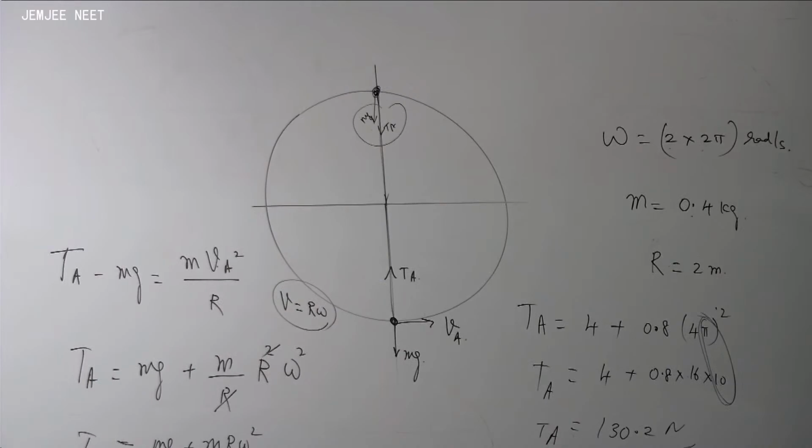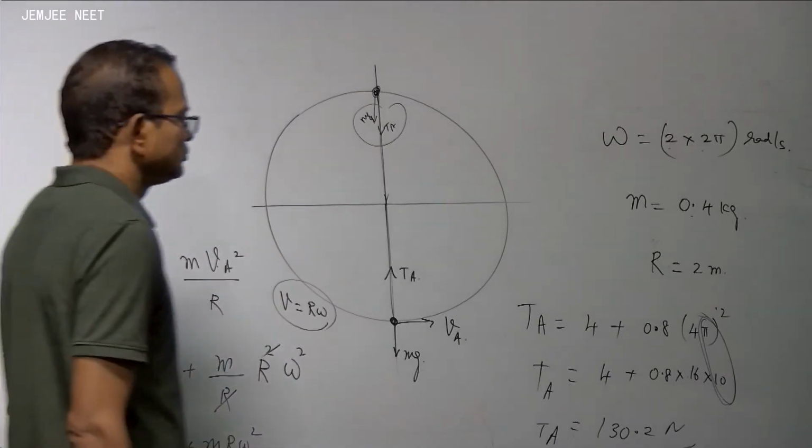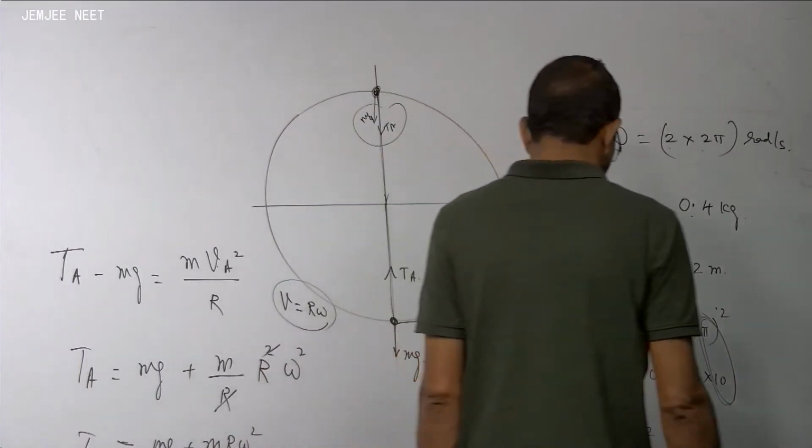Yes sir, I rechecked it. I'm getting 130.2 with 9.8, right? I took it as 4/10 into 2 into 16 pi square. And with that I'm getting the answer as 126.2 plus 4 is 130.2, sir.